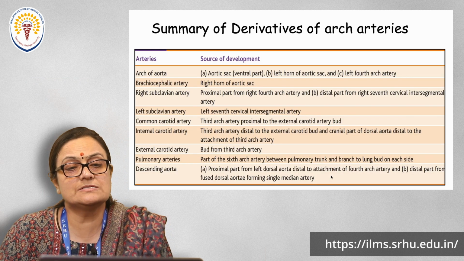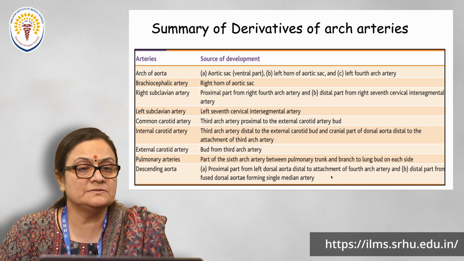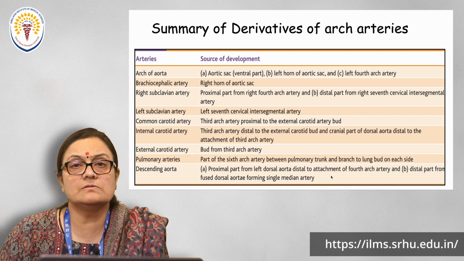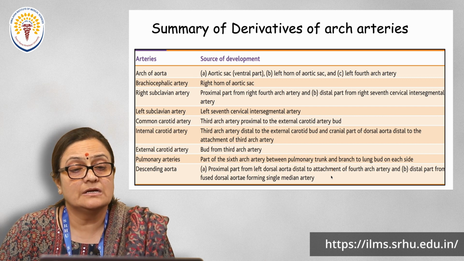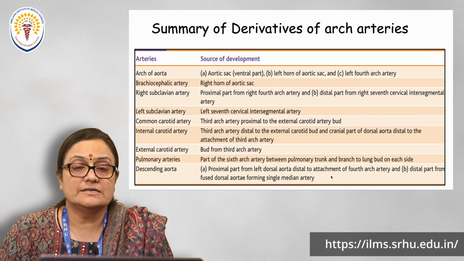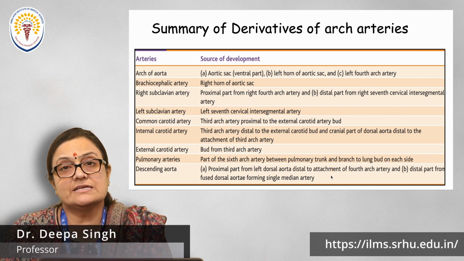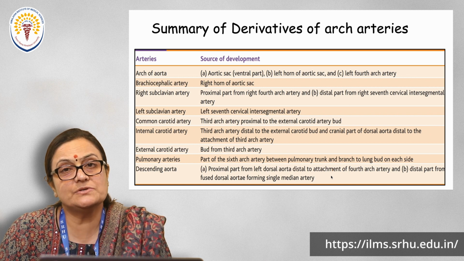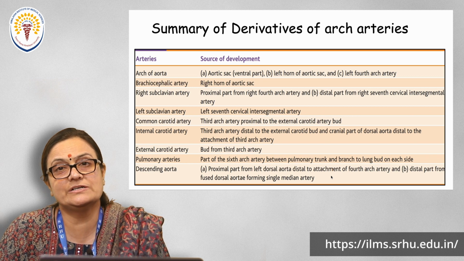So, finally, we move to the summary of derivatives of the arch arteries. In this particular table, we are focusing on arteries, and then we are talking about their sources of development, like aortic arch, arch of aorta. It is, as we said, aortic sac, then the left horn of the aortic sac, the left fourth arch artery. Now, on this table, one part is missing, and that part is the dorsal aorta up to the attachment of the 7th cervical intersegmental artery. So, this point should trigger your mind, because this point is missing here.